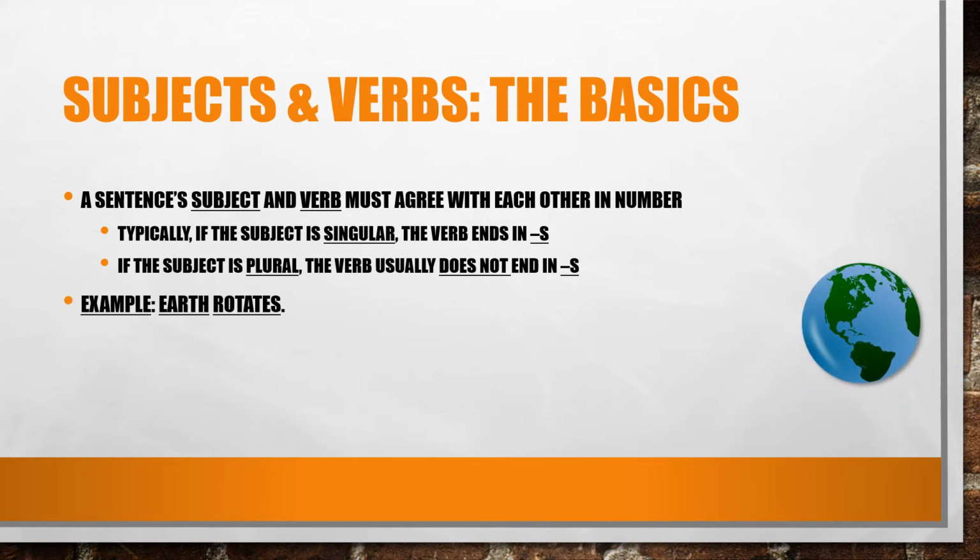When you see it in a sentence in context, it'll make more sense. A very simple example I can give you is Earth rotates around the sun. The two most basic things you need for a sentence to work are a noun and a verb, in this case a subject and a verb. The subject, of course, is Earth. Earth is a singular subject. It is one thing. So Earth, being a singular subject, has a verb that comes after it, rotates, that ends in S.